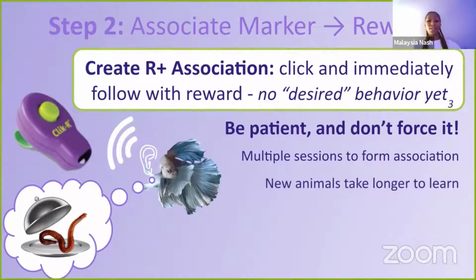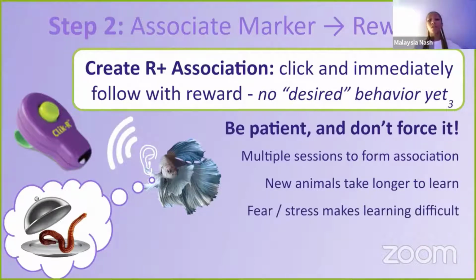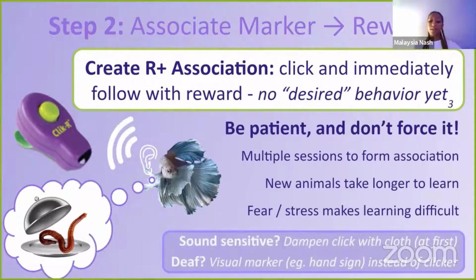New animals might take longer to learn. So also be patient and do not force it, because it can cause fear and stress, and it makes it difficult for them to learn. Some examples of fear could be sound sensitivity. That means that the clicker might be too loud for them. Something that we can do to help is to dampen the click with a cloth, or to use a soft clicking noise with our mouth.